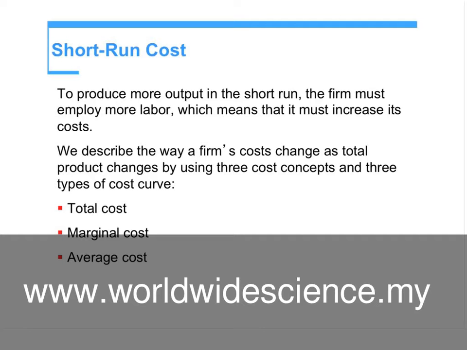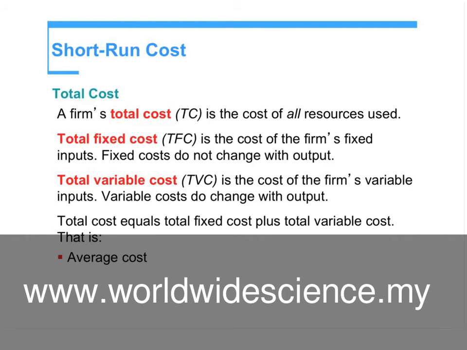And then we have total variable cost, which is the cost of the firm's variable inputs. Variable costs do change with output. So actually, electricity is a variable cost because the more we produce, the more electricity we use, so it actually varies. But let's say the rent per month is going to be the same, or the tax and all that. So those would be fixed costs. So the total cost, the cost of all resources used, is actually the total fixed cost plus the total variable cost.